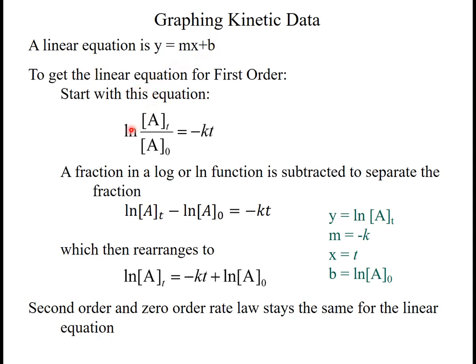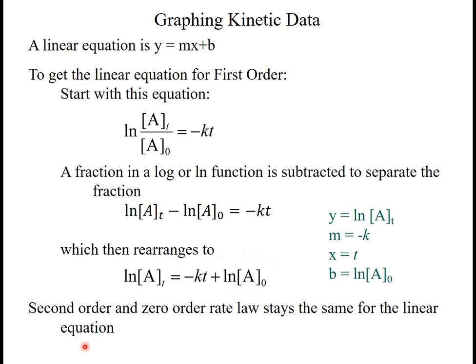So for the first order, where I have the natural log of A_t over A naught, in parentheses, is equal to negative kt. When I have a fraction and a log or natural log, I can separate those by subtracting them. So if I want to separate this fraction, all I have to do is subtract the two terms. So the natural log of A_t minus natural log of A naught is equal to negative kt. Now I'm going to add the natural log of A naught to both sides, so I get natural log of A_t is equal to negative kt plus natural log of A naught.